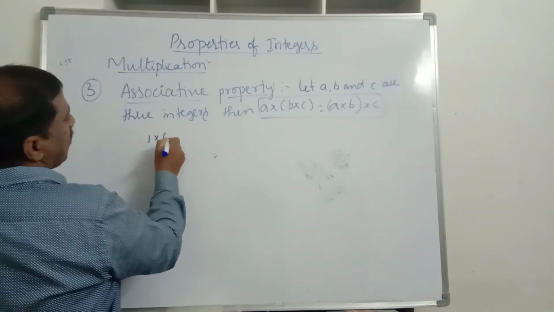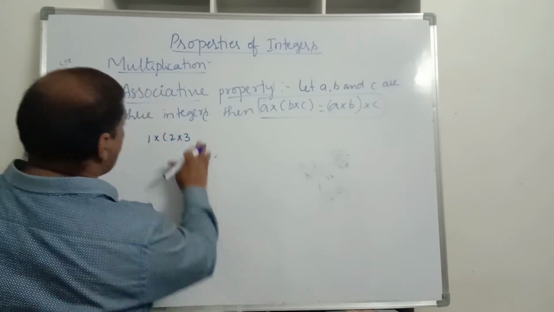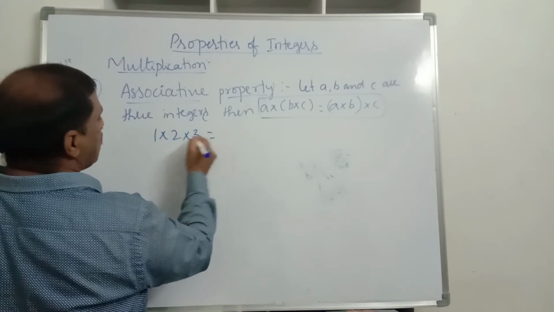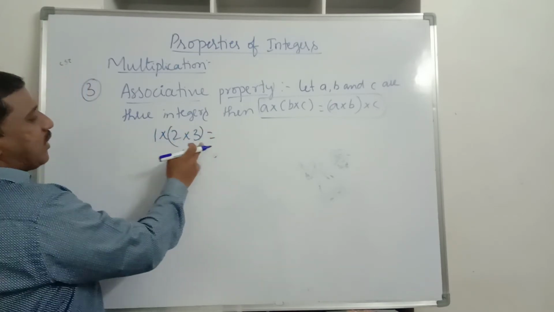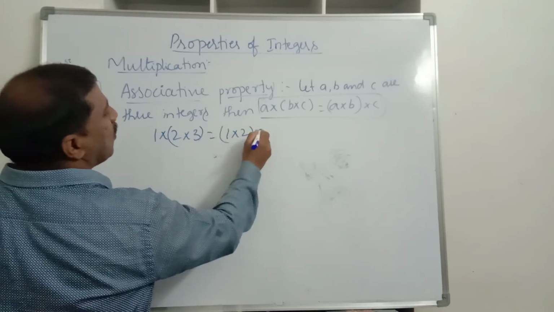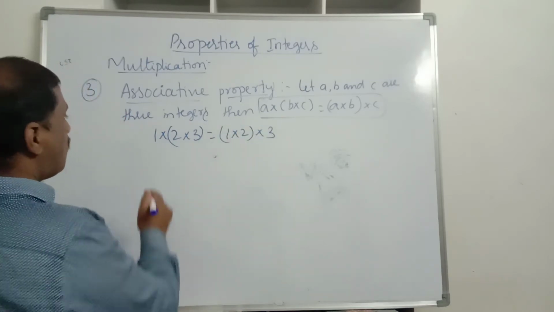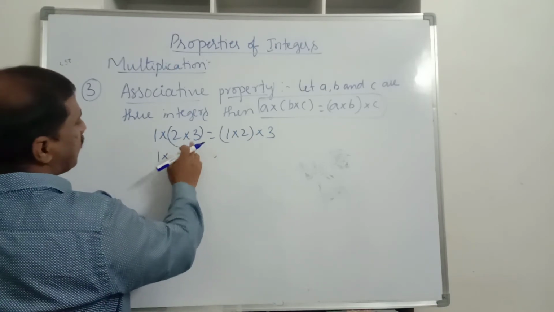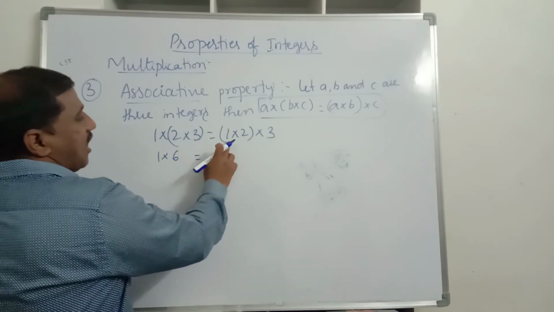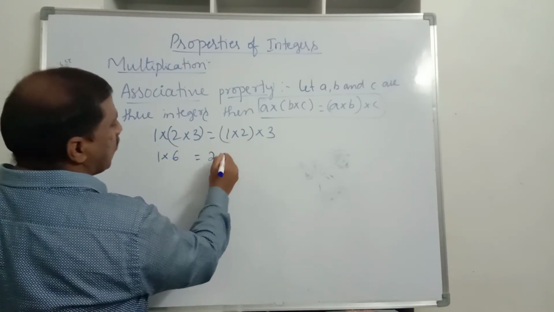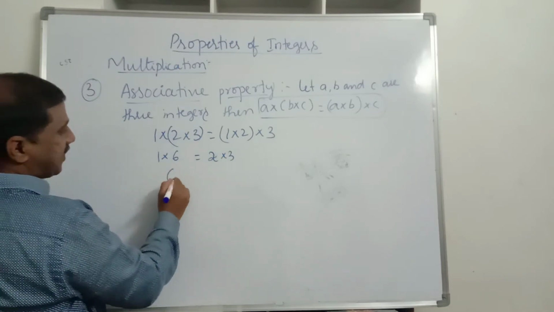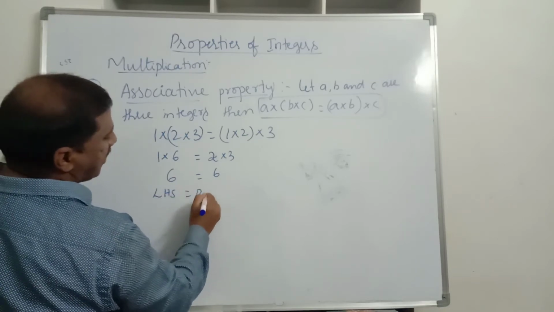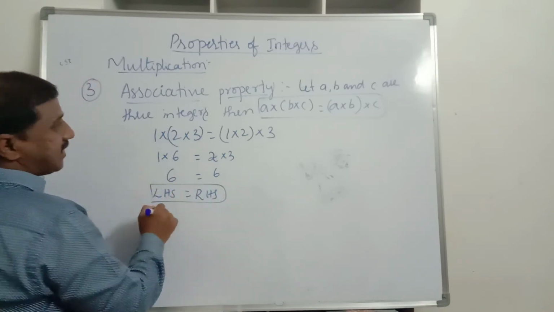So 1 into 2 into 3. See, 1 into whole 2 into 3 is equal to 1 into 2 whole into 3. Now multiply as per the BODMAS rule. First we will simplify inside the bracket. Multiply these two. 2 into 3 it is 6. Therefore 1 into 6. Now multiply 1 and 2. 1 into 2 it is 2 into 3. 1 into 6 is equal to 6. That is equal to 2 into 3 is equal to 6. We got LHS is equal to RHS. Again, both the products on both the sides are the same.